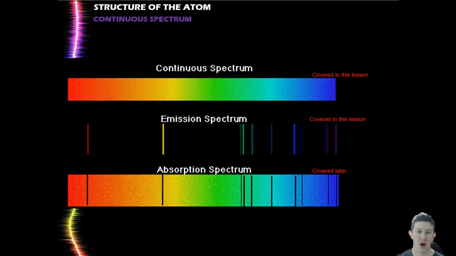Here we can see at the top the continuous spectrum. So this is just the ROYGBIV color spectrum. Below it we've got the emission spectrum, which we're going to see in this lesson, and in a later lesson we're going to look at what the absorption spectrum is and where that comes from.